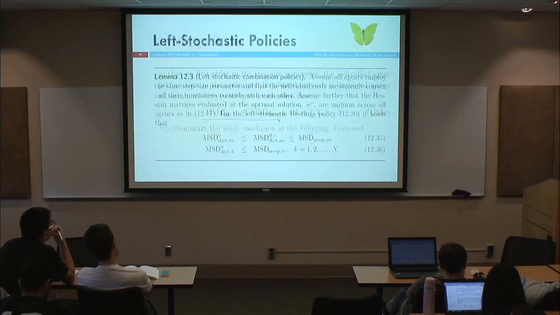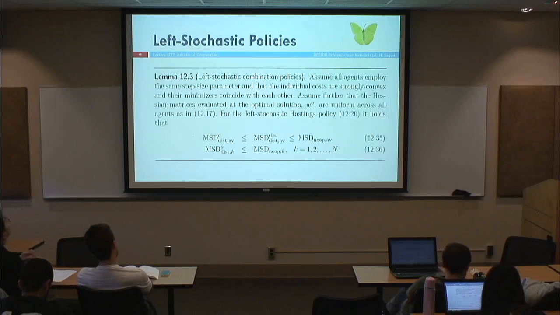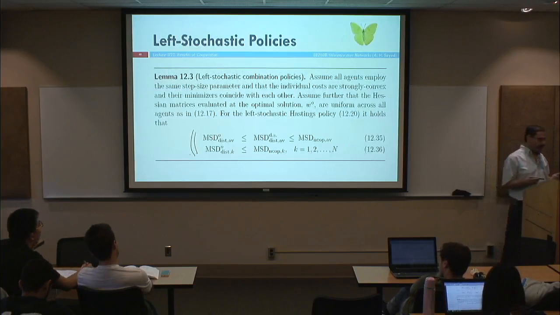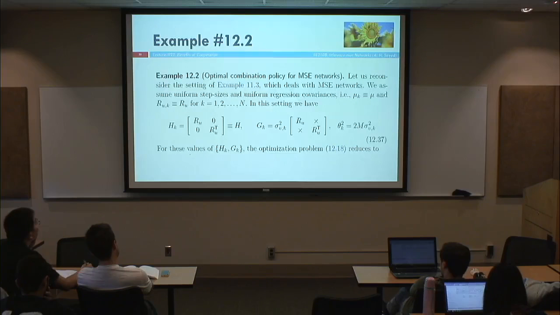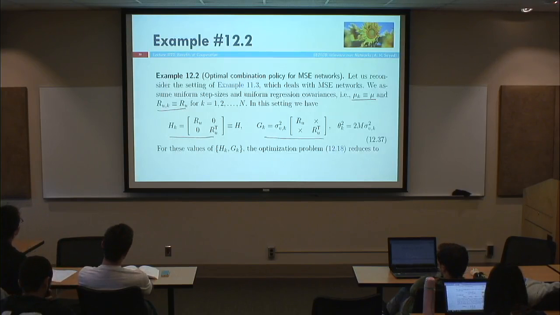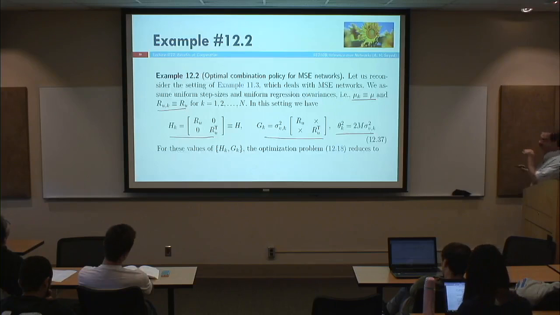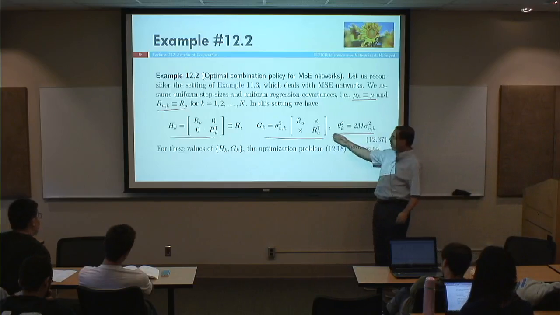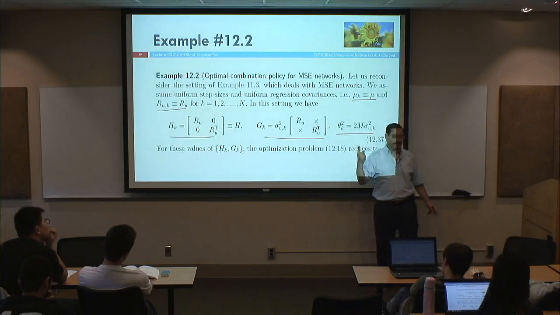Okay, so we established this. This statement is stating what we proved. And this is just an example. Let's go back to an example: same step size, uniform covariance. Okay, here it is. So remember, the theta is the trace of H inverse G. If you do the calculation, this is the theta.